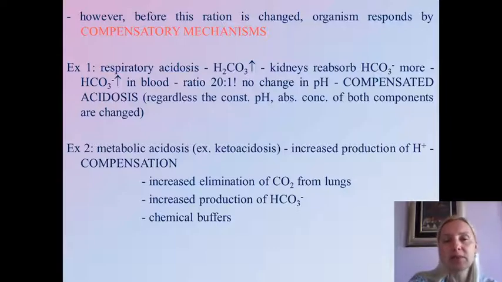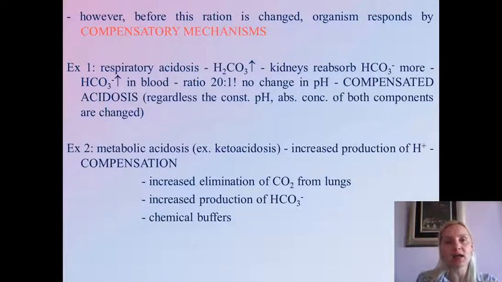The second example is metabolic acidosis, for example, ketoacidosis, which develops as a result of increased production of hydrogen ions. And this increased production undergoes certain compensatory mechanisms. So something is wrong with kidneys, so lungs are going to get involved, thus increasing the elimination of carbon dioxide from lungs. Or we're going to employ some mechanism to increase the production of bicarbonate ion, the regeneration of bicarbonate, or we're going to somehow increase the concentration of other chemical buffers to compensate this lack of kidney function.